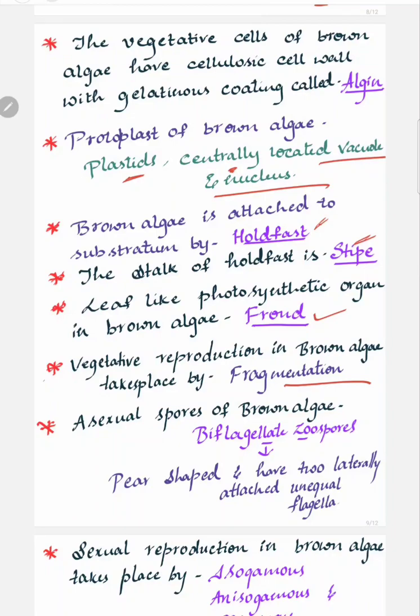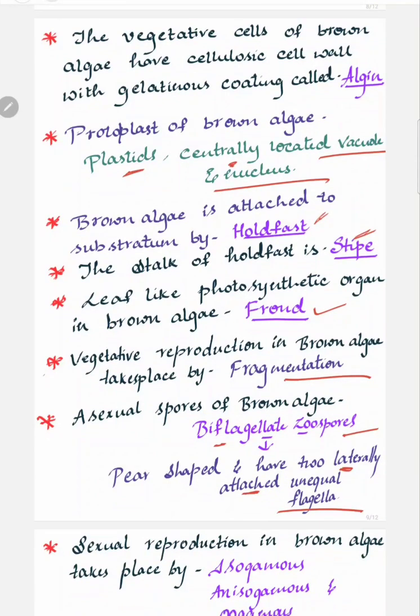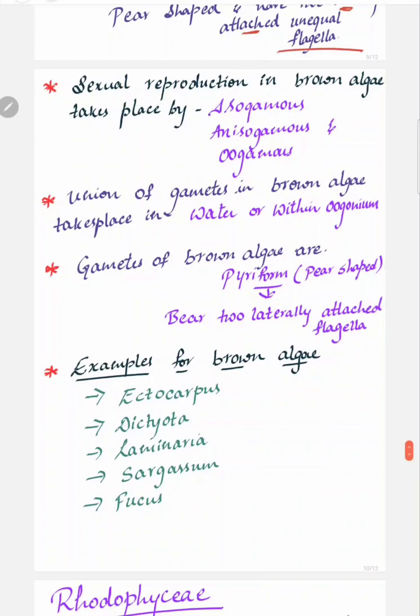Asexual spores of brown algae are biflagellate, that means they have two flagella, and they are zoospores. The biflagellate zoospores are pear-shaped structures, and they have two laterally attached unequal flagella. That is why biflagellate. Next, sexual reproduction in brown algae takes place by the same three methods: isogamous, anisogamous and oogamous. The union of gametes in brown algae takes place in water or within the oogonium.